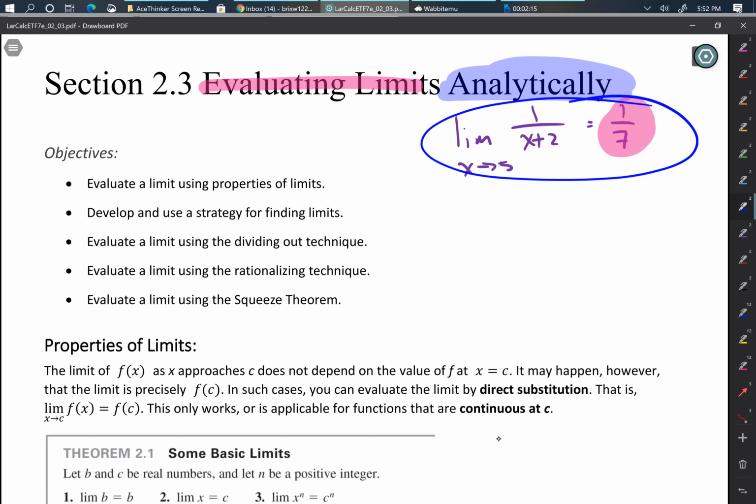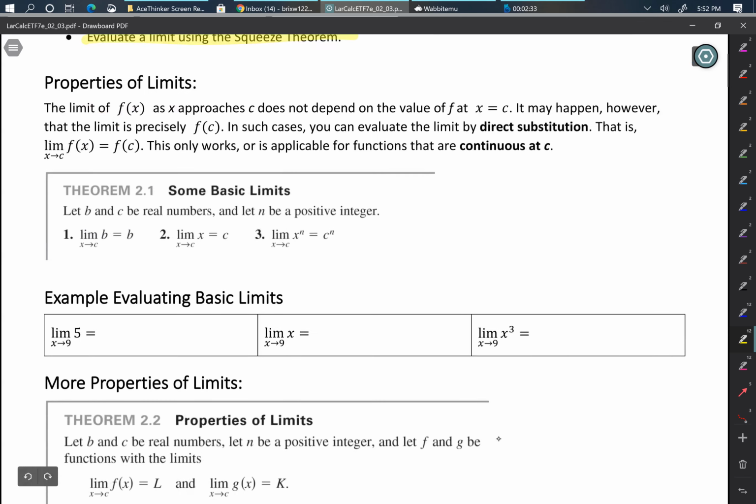All right, so in this section, our objectives are going to be using properties of limits to evaluate a limit. We're going to develop and use strategies. We're going to use the dividing out technique, the rationalizing technique, and we'll take a look at something called the squeeze theorem. Right? All right, so first off, properties of limits.